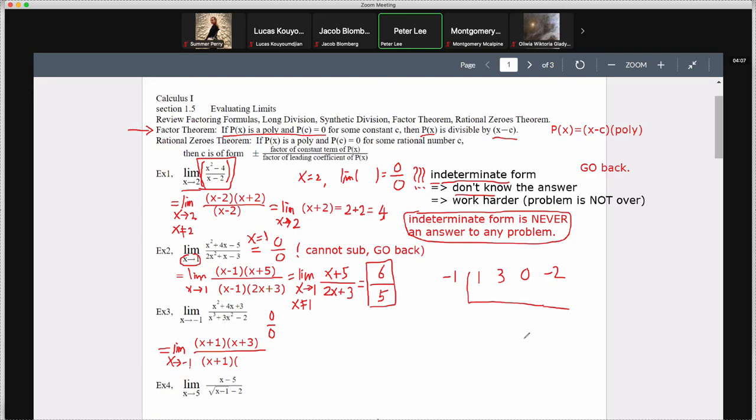Okay, so we get this. So now what is this? 1, -1, and then 2, and then -2, and then -2, and then 2, and then 0. That is going to be the remainder. So now this is going to be x plus 1 times the quotient, which is x what? x squared, and then what? Plus 2x, and then -2.